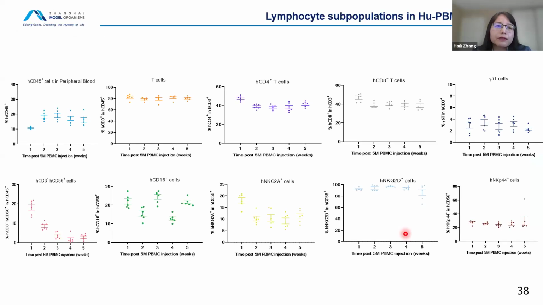Here is flow cytometric data showing the human lymphocyte subpopulations in humanized PBMC-reconstituted NMG mice. We can see the mice produce various human immune cells: CD4, CD8, and NK cells.